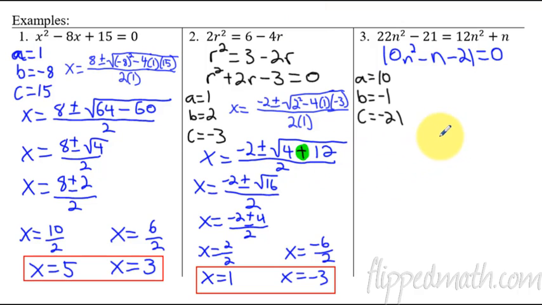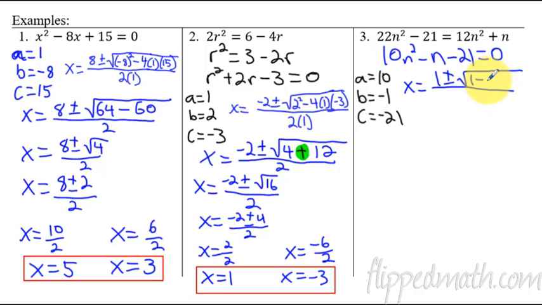And you probably want to have a calculator to help plug in some of these numbers. All right, so x is equal to, x equals -b, so the opposite of b. b is -1, so we're going to say 1, plus or minus the square root of b squared. So -1 squared. -1 times -1 is just 1.